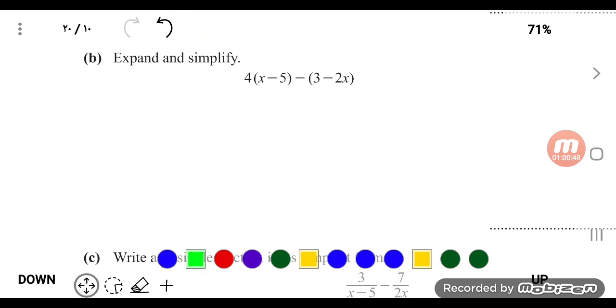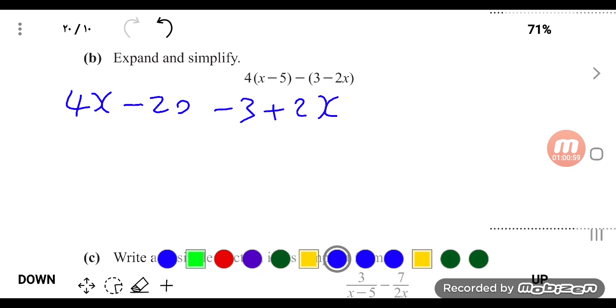Next question, expand and simplify. Multiply 4 by the bracket. You get 4x minus 20 minus 3 plus 2x. This is expanding the bracket. 4x plus 2x, you get 6x minus 23. Like this, you expand and you simplify.